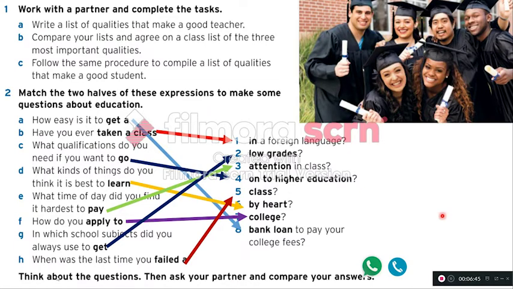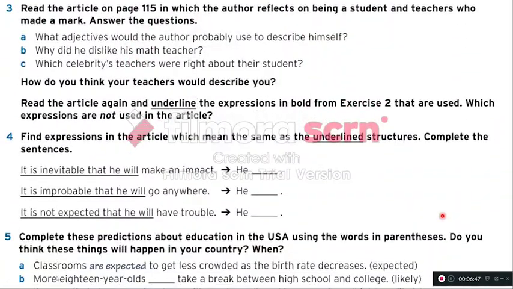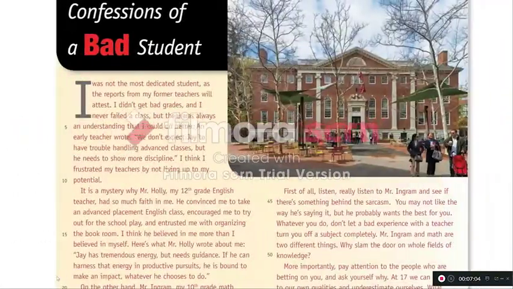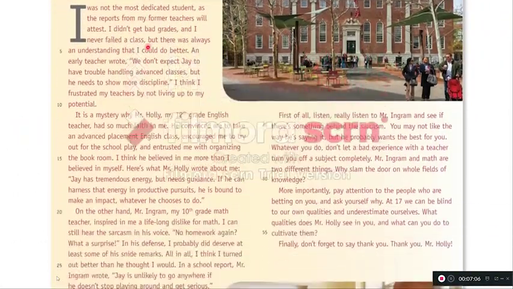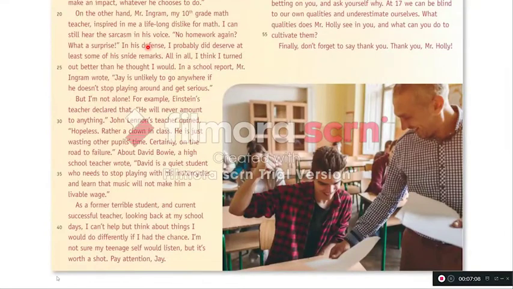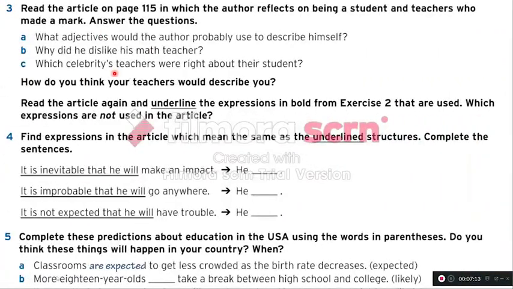You finished? Very good. Let's move on. Now, in exercise number 3, we have: read the article on page 115, in which the author reflects on being a student and teachers who made a mark. And then you're gonna answer these questions in your notebook, all right? So here we have this reading. Please take your time to read it. And when you finish, answer these questions and then we'll move on.